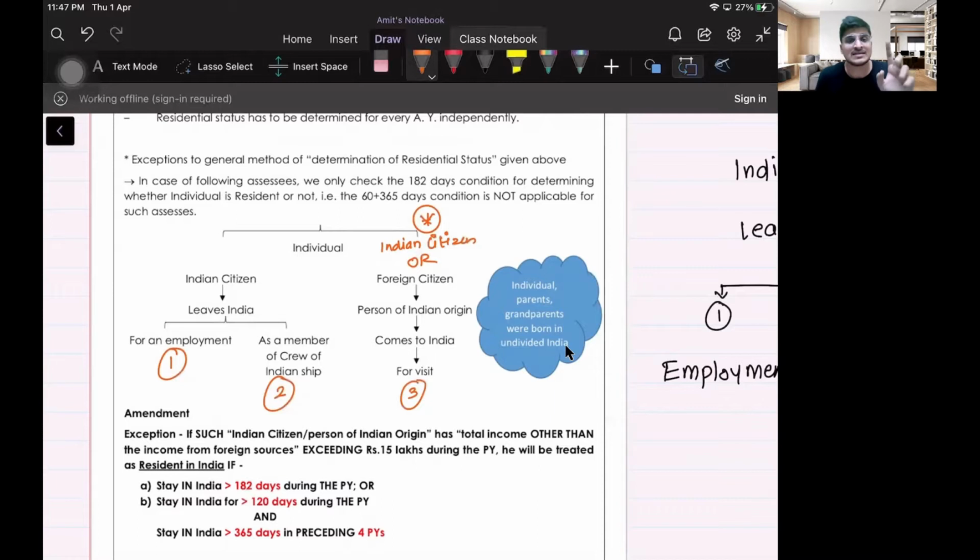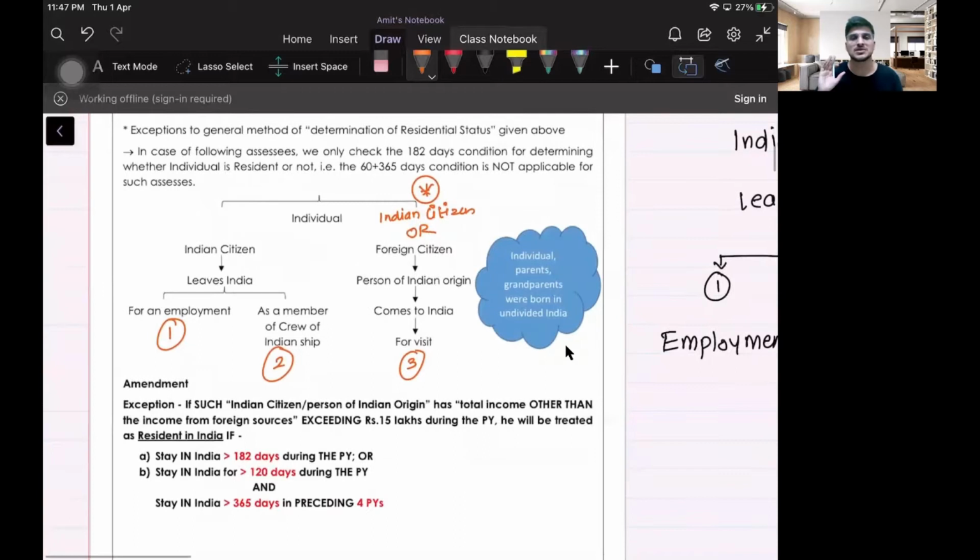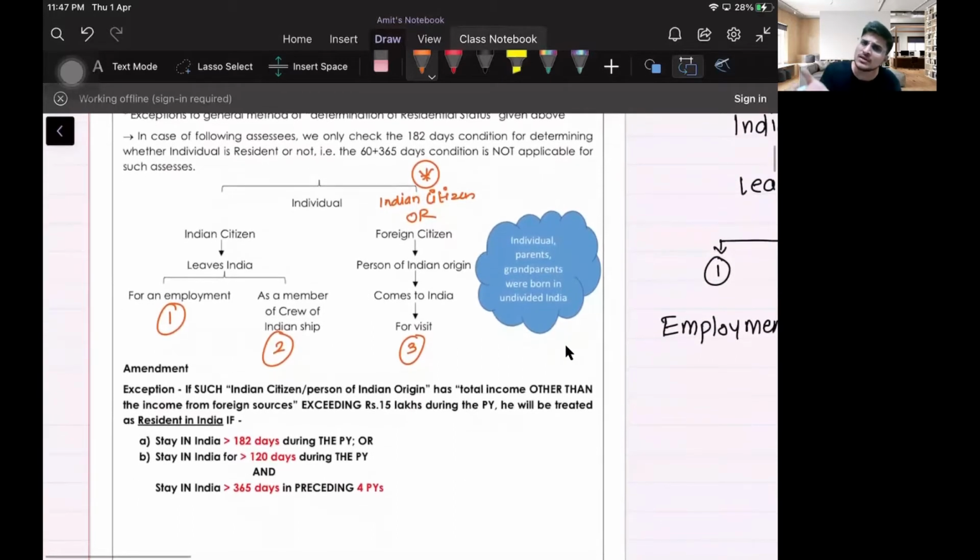But after the amendment, they said wait, you first check the total income of that person. Whether total income is more than 15 lakhs, yes. Then the second basic condition will be revived with some alteration. So what was the second basic condition? 60 days in the previous year, 365 days in the 4 years preceding the previous year. So the 60 days here will be replaced with 120 days. And if you satisfy this, then you will become resident. But which resident? Directly resident but not ordinarily resident. I hope you got the entire thing.